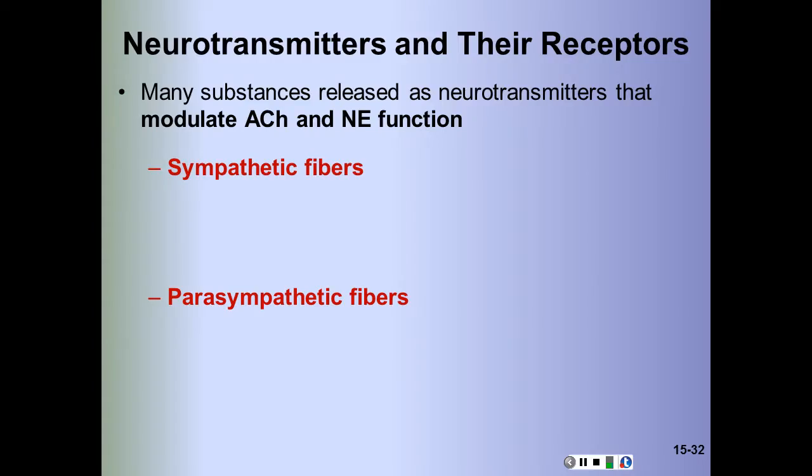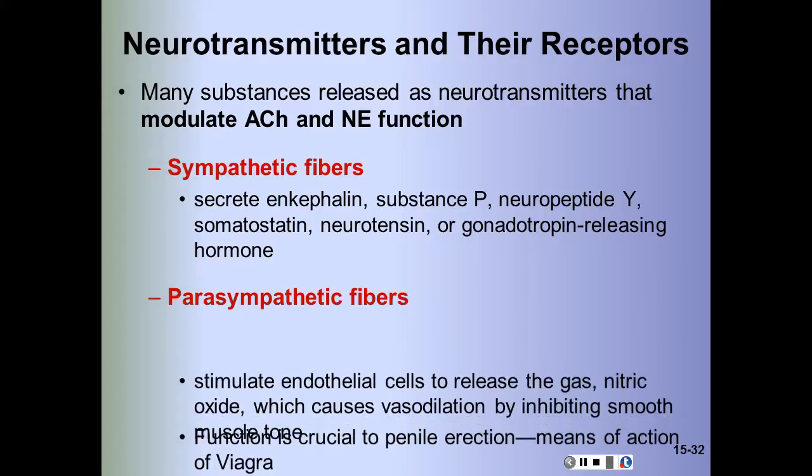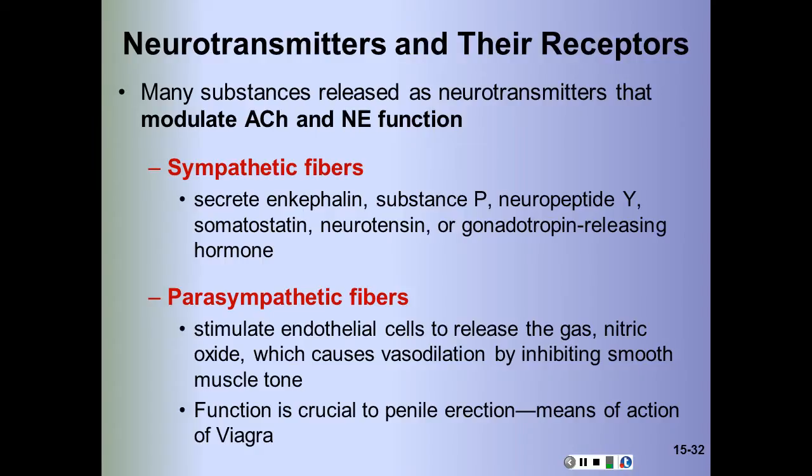Now, the ANS also employs other neurotransmitters. Many fibers secrete neuropeptides that modulate acetylcholine and norepinephrine. The sympathetic fibers may secrete substance P, somatostatin, and neurotensin. And some parasympathetic fibers release nitric oxide, which allows blood vessels to dilate.